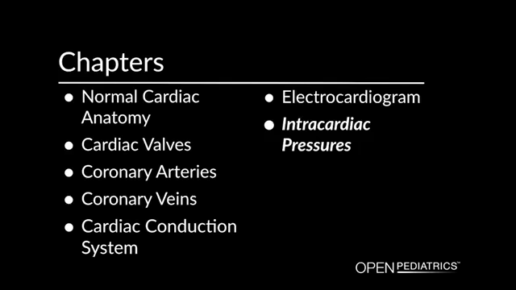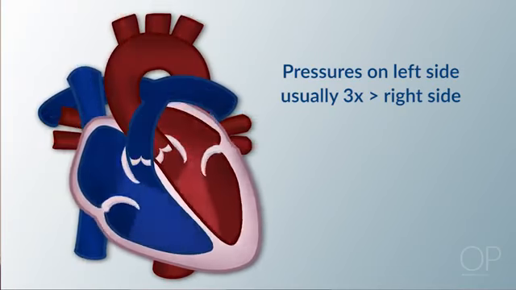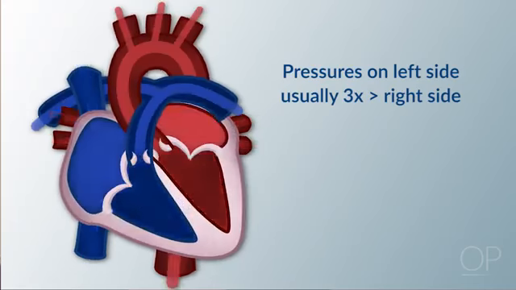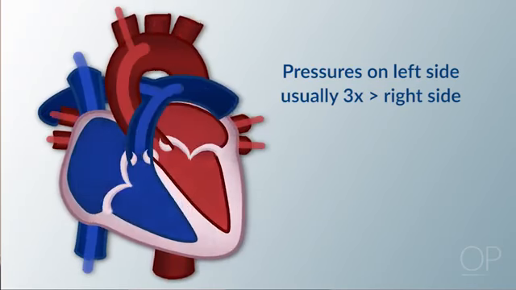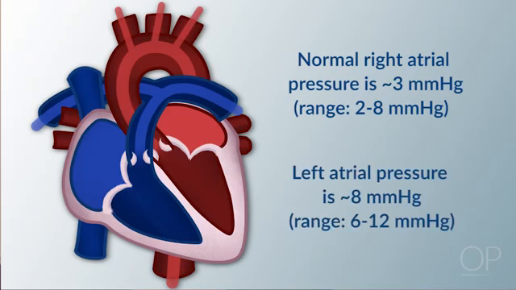Intracardiac pressures. Pressures on the left side of the heart are usually 3 times greater than the right side of the heart. A normal right atrial pressure is usually around 3 with a range of 2 to 8. And left atrial pressure is usually 8 with a range of 6 to 12 millimeters of mercury.